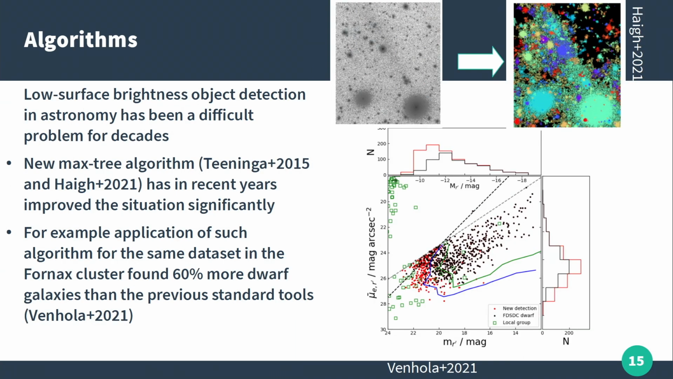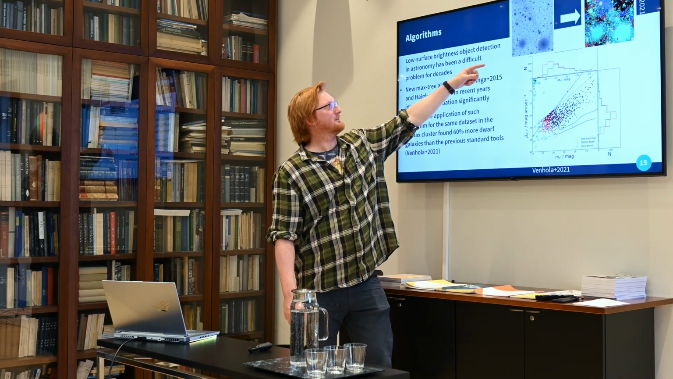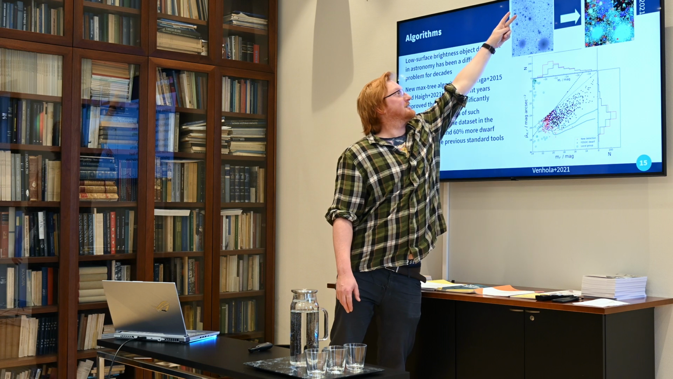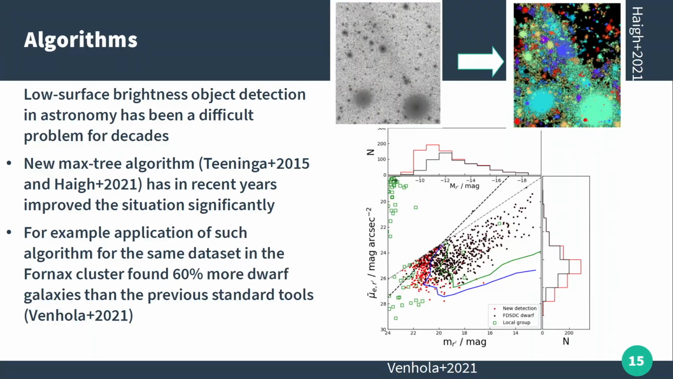Then there's the algorithmic side. It's been a long-standing problem in astronomy: how to identify very low surface brightness things from noisy data. It's actually a very tricky problem. For example, in this image, you see, or maybe you don't see, but might see, that there's a very faint structure that goes across this image. And these kinds of things we want to automatically detect from the images.